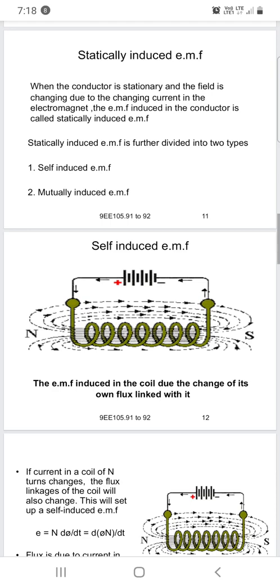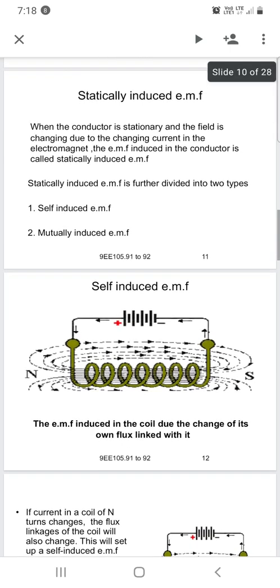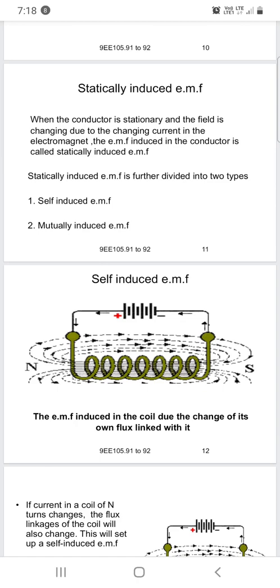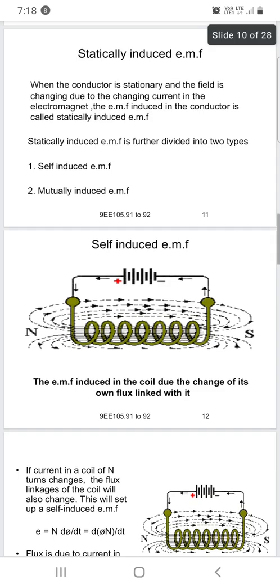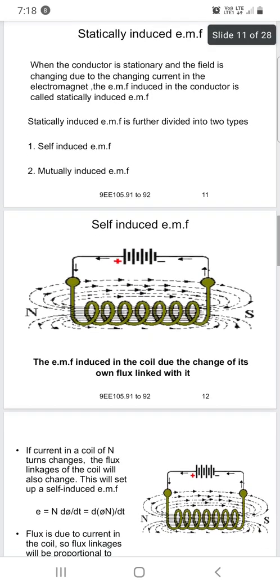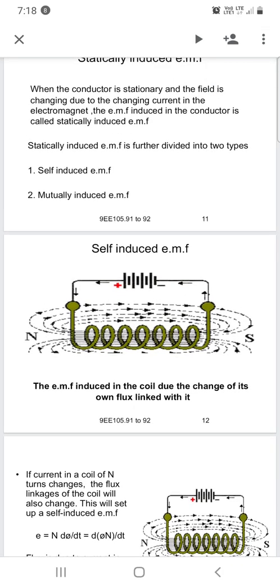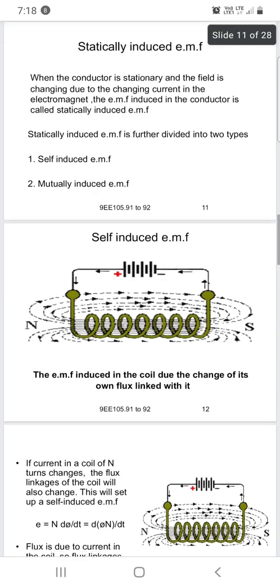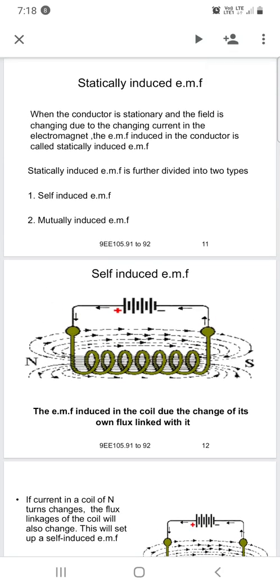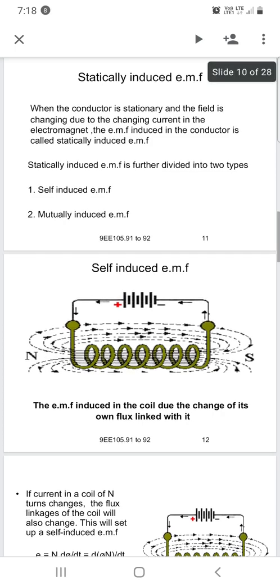The statically induced EMF is further divided into two types. Statically induced EMF is where the conductor is stationary and the field is changing. Then the EMF is produced in that conductor. Either the conductor is moving, or the conductor is stationary and the field is moving, or the field is stationary and the conductor is moving. In these cases the flux changes, and the EMF is induced in that conductor.